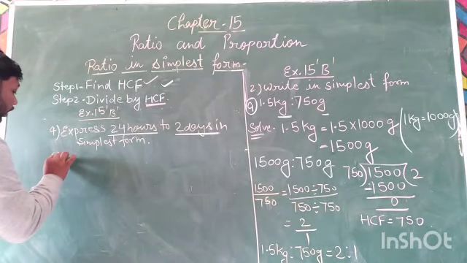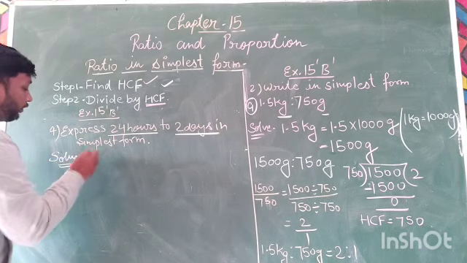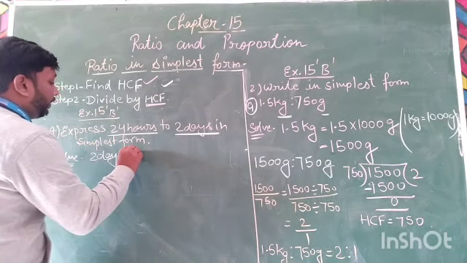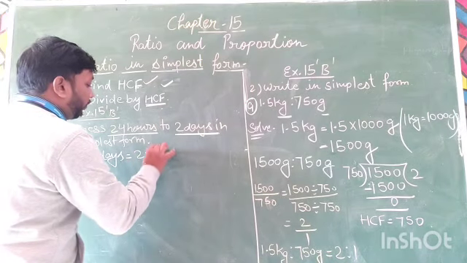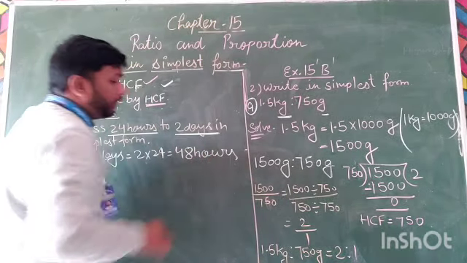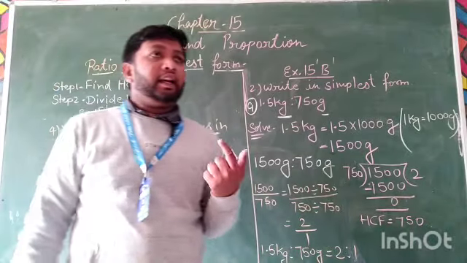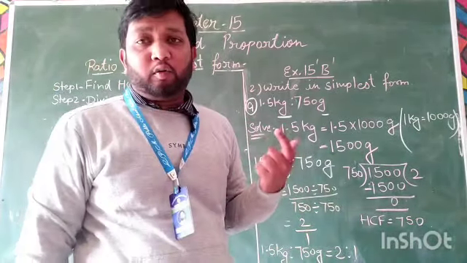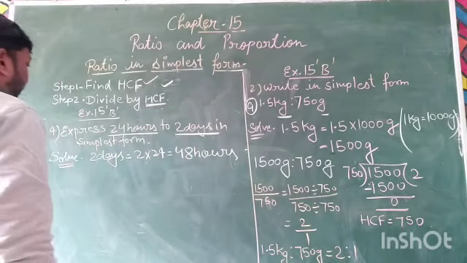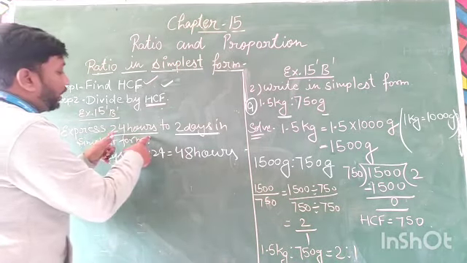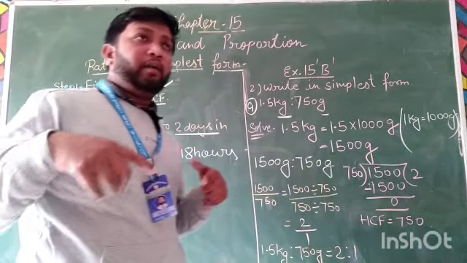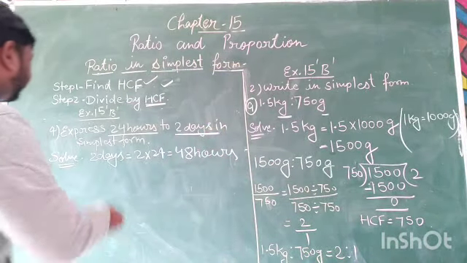So how to solve this question? First we convert 2 days into hours, that will be 2 into 24, which is equal to 48 hours. Why 48? Because we know in one day there are 24 hours, so in 2 days there will be 48 hours. What do we do now? Now we express 24 hours to 2 days in simplest form. First we write this in ratio form, then we simplify it.